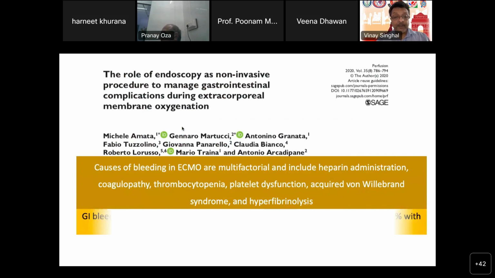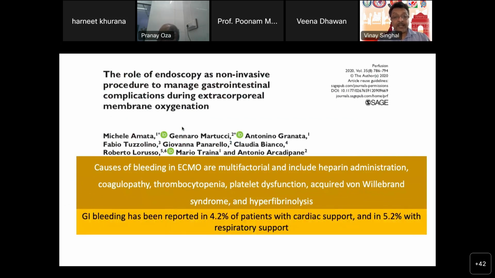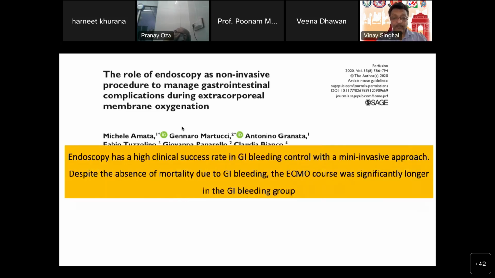Next. So we have to see, GI bleeding has been reported in approximately 4.2% of patients with cardiac support, and in approximately 5.2% of patients with respiratory support. Next, please. So endoscopy has a high clinical success rate in GI bleeding control, being minimally invasive. Despite the absence of mortality due to GI bleeding, the ECMO course was significantly longer in GI bleeding.